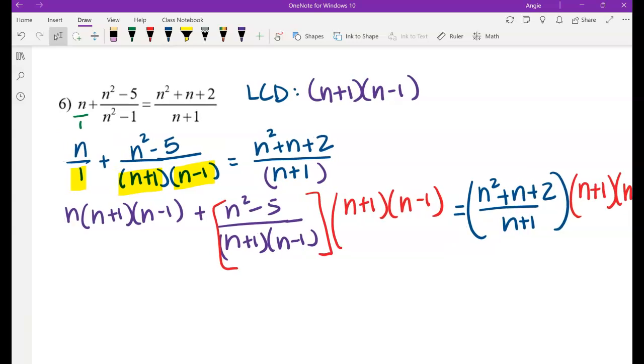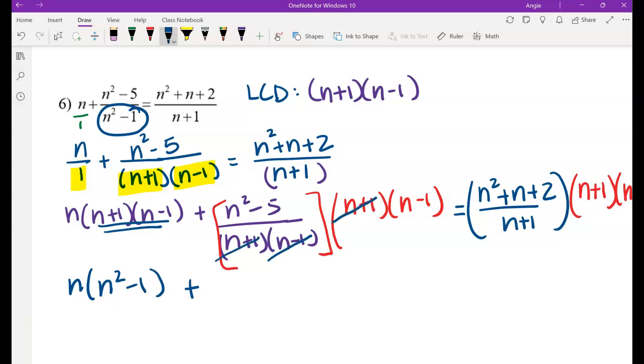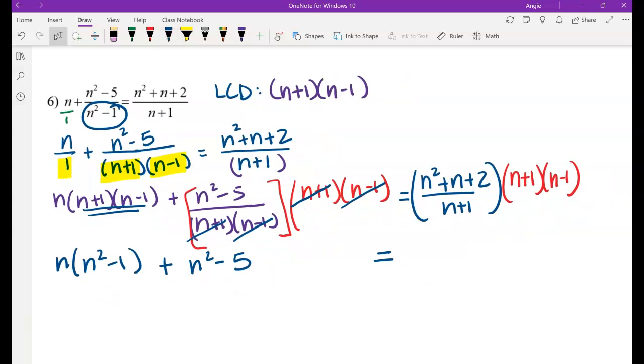All right, so for the first term, there's nothing to cancel, so let's distribute. These two right here, students, when we multiply that out, equals n squared minus 1, so let's multiply those out first. Then plus, that's going to reduce with that, and that's going to reduce with that, leaving us with n squared minus 5. On the right side, this is going to be reduced with that, so now we have n squared plus n plus 2 times n minus 1.